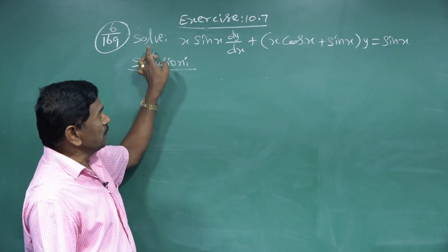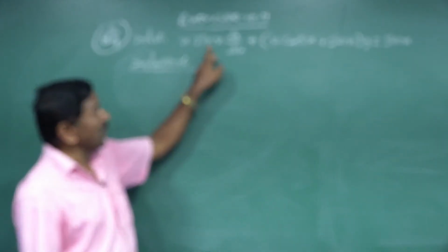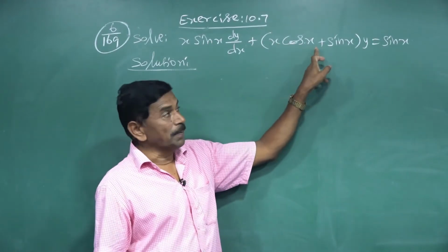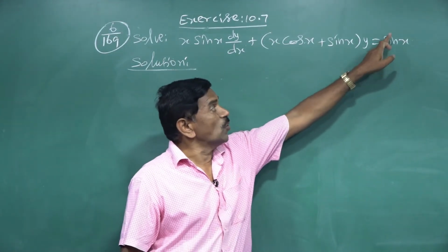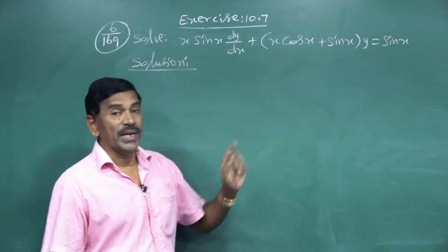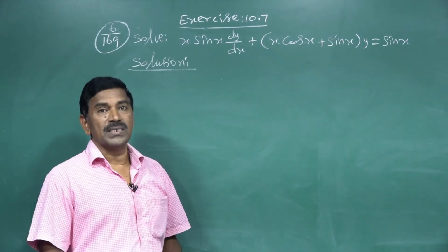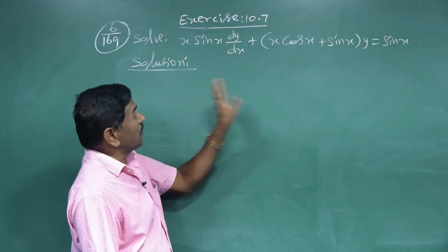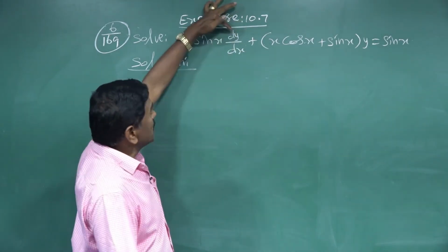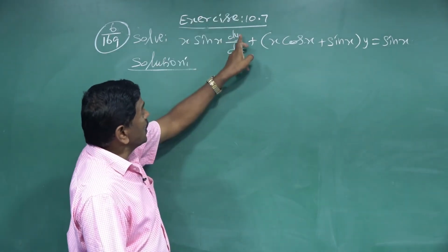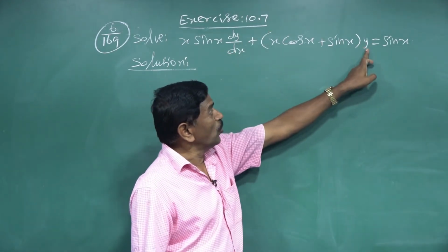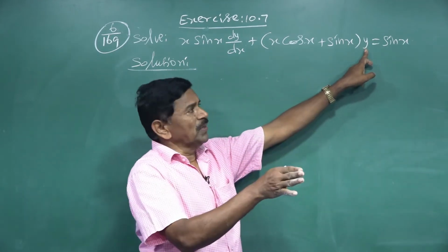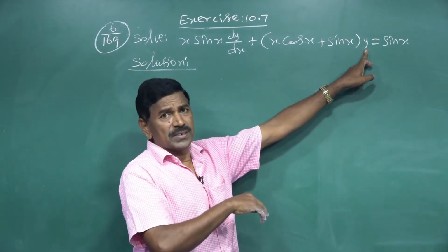Solve the equation x into sin x into dy by dx plus x cos x plus sin x into y is equal to sin x. How to identify that type? Using pencil, the first trial and error method. Differential of y, again only one y whose power is 1 and no other y variable. Remaining all functions of x.